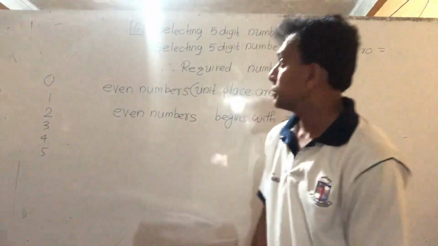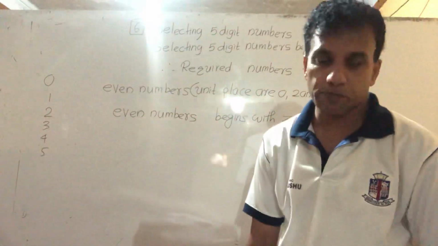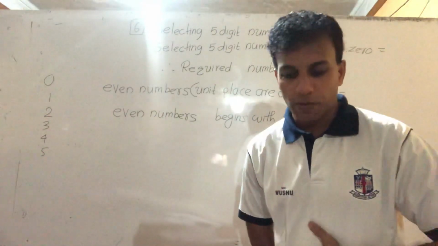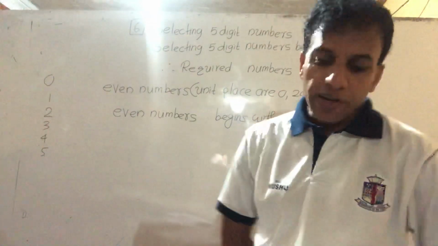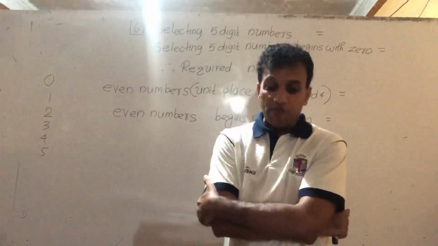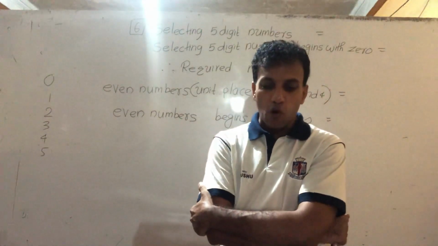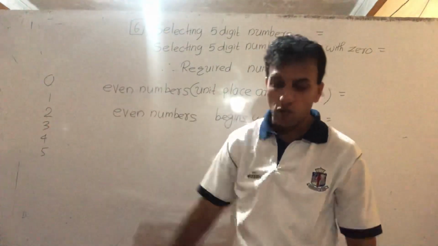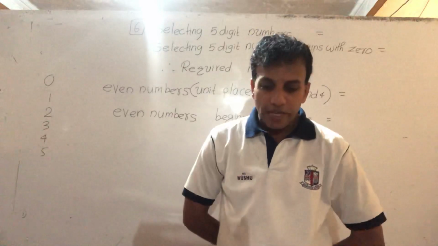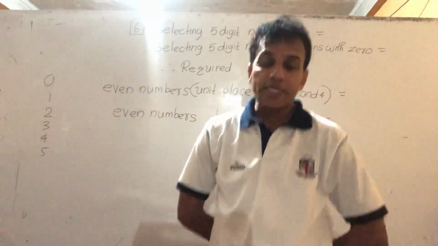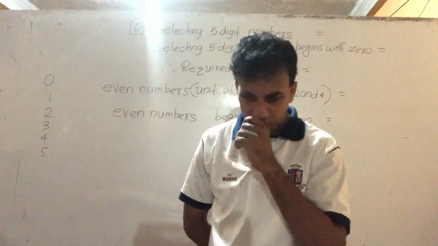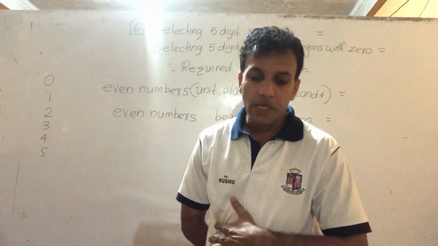Okay, next I will show question number 6, problem 6 under the permutation combination problems. Find how many 5 digit different numbers can be formed using the digits 0, 1, 2, 3, 4 and 5 if repetitions of the digits are not allowed. Also later they ask how many even numbers are there.